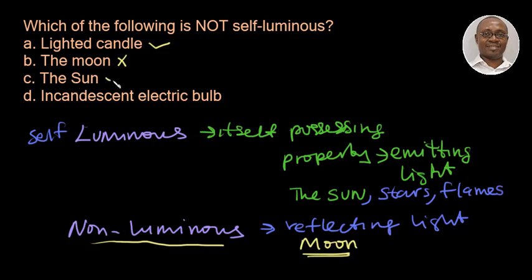The sun is an example of a self-luminous object. The incandescent electric bulb also is an example of a self-luminous object. So the answer option B is the right answer.